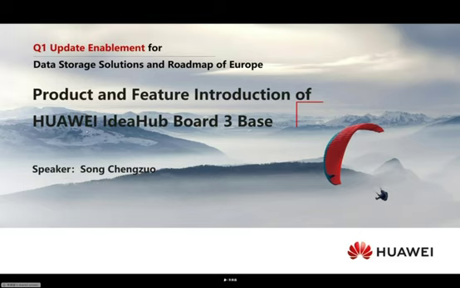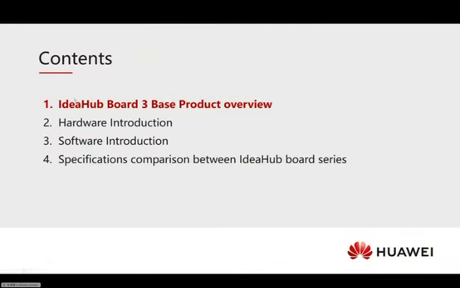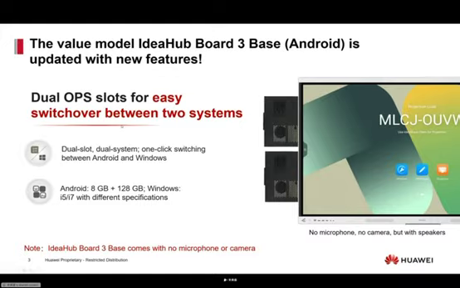And today I'm giving an update on Huawei IdeaHub Board 3 Base and another one, which is IdeaPresence Flexible Slicing. So first of all, let's go through the product overview. IdeaHub Board 3 Base is a newly released series that has 2 OPS slots. On the navigation bar on the screen, you can switch between the 2 systems. From now, you can have Android 15 OPS, or you can have Windows OPS.